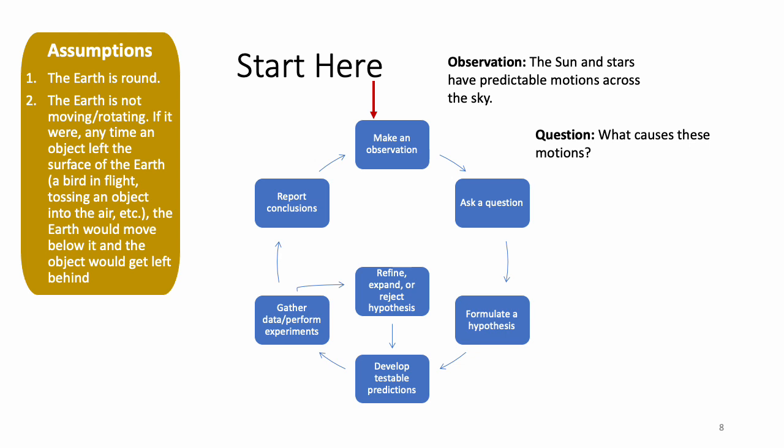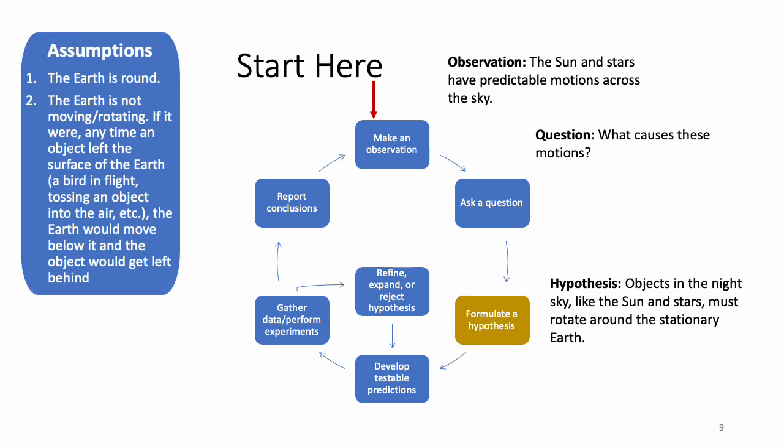That has already been proven, that the Earth was not flat. And then it would also have been assumed that the Earth is not moving or rotating. The thought is if it were, anytime an object left the surface of the earth, a bird in flight, tossing an object into the air, etc., the earth would move below it and the object would get left behind. This is obviously without a good understanding of inertia. That would come later. So these are the two assumptions that are being used by the people of the time to try and answer this question of what causes these motions.